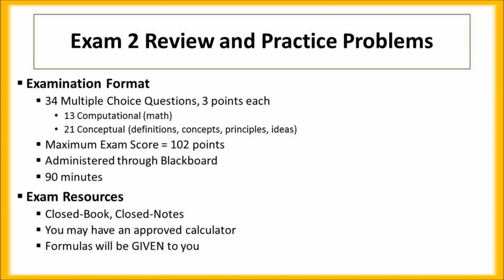There is a review document, just like Exam 1, available for you on Blackboard. It will detail everything you need to know about the exam. The exam format is very similar to the previous exam: 34 multiple choice questions, 3 points each. So that's a maximum exam score of 102 points. That's like you getting 2 bonus points on the exam, because this is a 100-point scale, and it is possible to actually get a 102 on the exam.